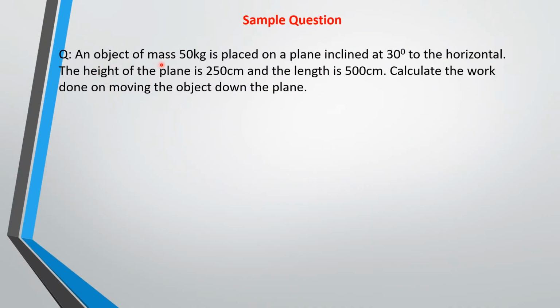An object of mass 50 kg is placed on a plane inclined at 30 degrees to the horizontal. The height of the plane is 250 centimeters and the length is 500 centimeters. Calculate the work done on moving the object down the plane. Okay, so that is what we just discussed. I think this problem just depicts what we just discussed. Please pardon me, my drawing might not be too perfect, but I just want to represent an object that is on an inclined plane.